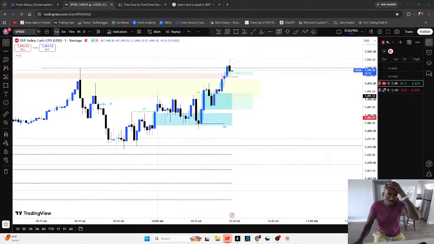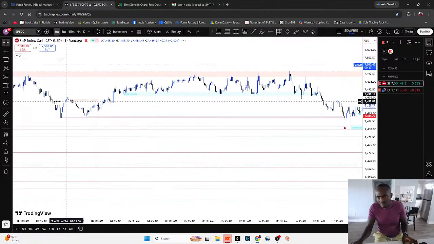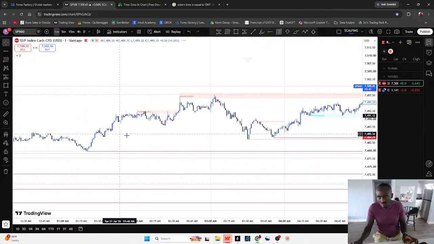Very sloppy Europe session here, you guys. Thoughts and prayers. If anyone took a trade, I did not take a trade yet. Two SUSs when they're not correlated at all.